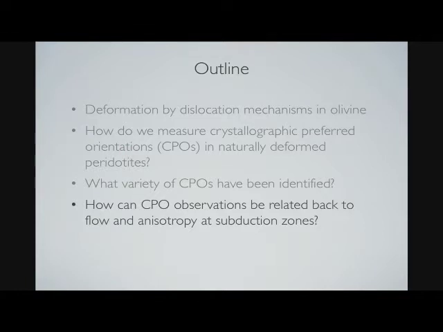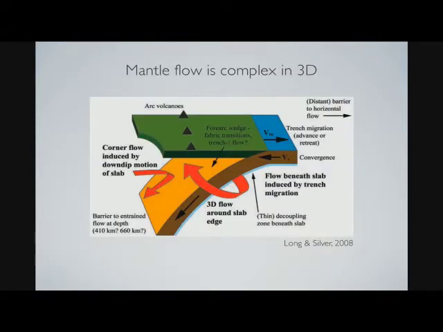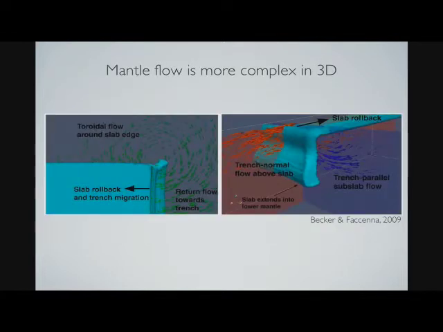And then the last thing that I'm going to show is linking this back to flow in the mantle. So, how do we take these observations and relate them back to flow and anisotropy in subduction zones? My reading of the literature on shear wave splitting and how to interpret these different signals is that mantle flow is complex in 3D. And so if you want to relate the seismic anisotropy observations to a mantle flow model, what you need to put in there is a model, right? So here's just an example, again from Torsten's work, showing a complex flow field around a subducting slab.